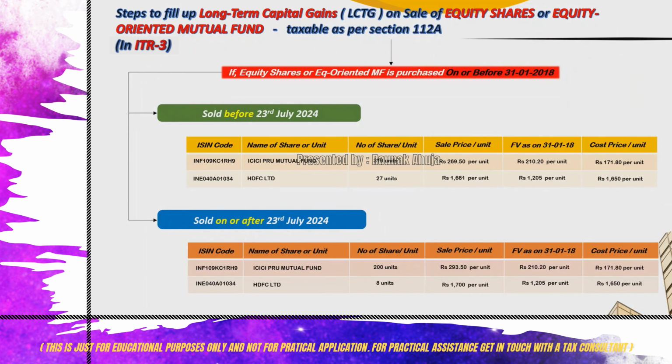Now, one thing you can note here is the ISIN code mentioned in the first table and the second table are the same. The only difference being the date of their sale. In case it's sold before the 23rd of July 2024, it will be mentioned in the first table, and in case it's sold on or after 23rd of July 2024, it will be mentioned in the second table. Now let's quickly open the income tax offline utility for return filing.